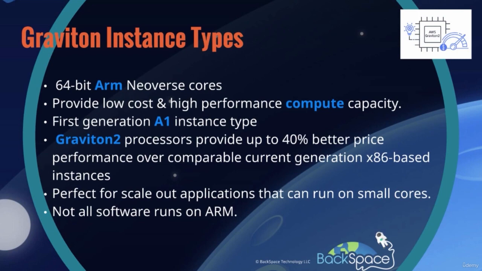The first generation are called the A1 instance type, and the second generation are the Graviton 2 processors, and they can provide up to 40% better price performance over the comparable current generation x86 based instances. Graviton instances are perfect for scale-out applications that can run on multiple small cores. But you need to take into consideration that not all software will run on an ARM core, but if it does, this is a great option for compute-intensive applications.